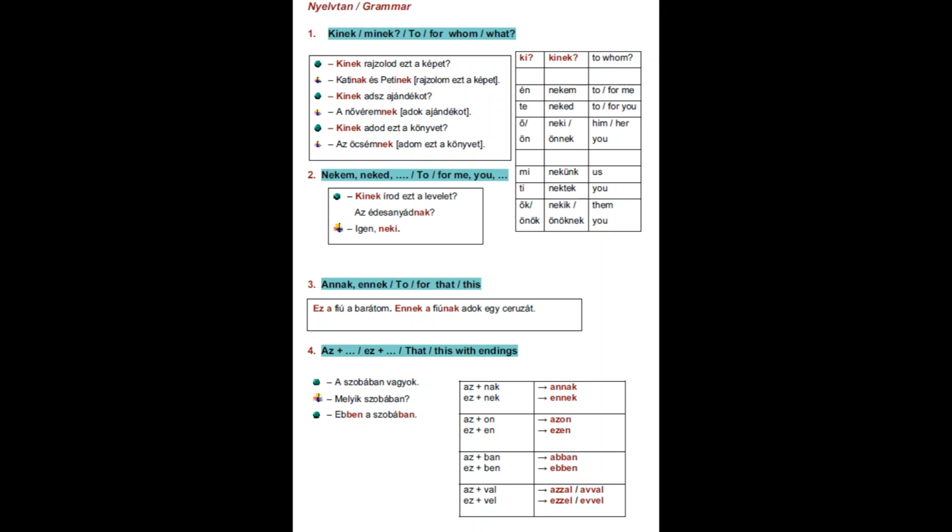Okay. So, neked means to or for you, right? The D at the end often means, not all the time, but it often means you, right? So, neked kell. You have to. Neked van. It is to or for you. Neked van. Okay.